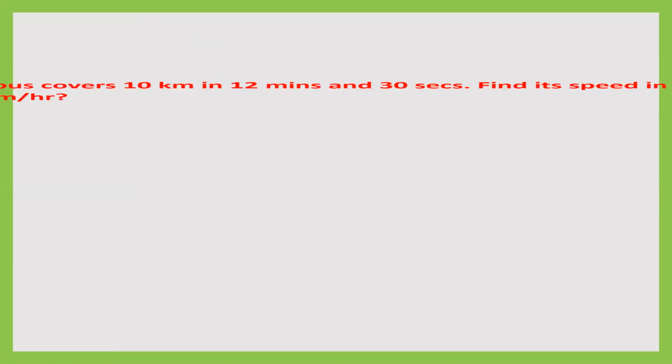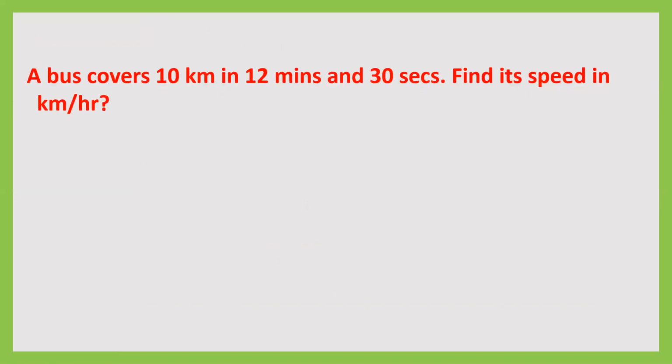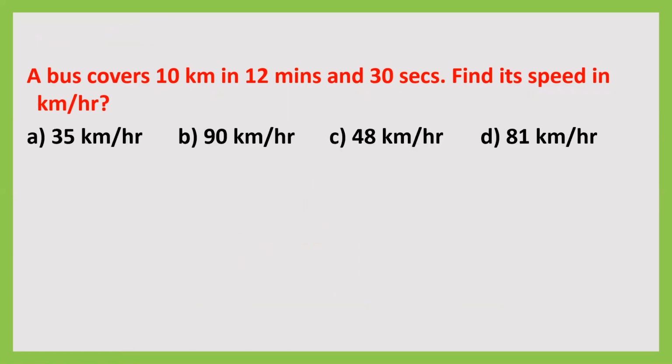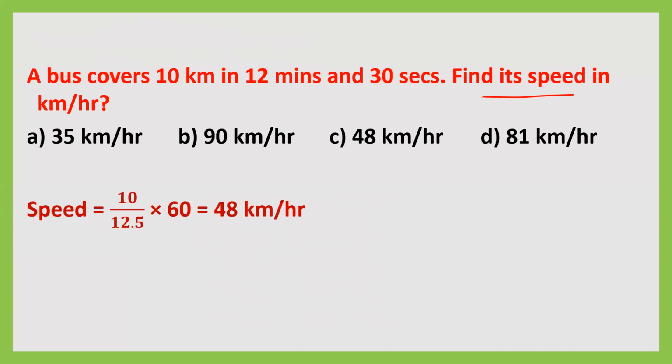Let us solve some basic questions. Suppose you are asked to find the speed when the bus covers 10 kilometers in 12 minutes 30 seconds. You have to look at the units used in the option. In the option, you find the units are kilometer per hour. So we need to find the speed. Speed is equal to distance upon time. Distance is 10, time is 12 minutes 30 seconds, which is the same as 12.5 minutes.